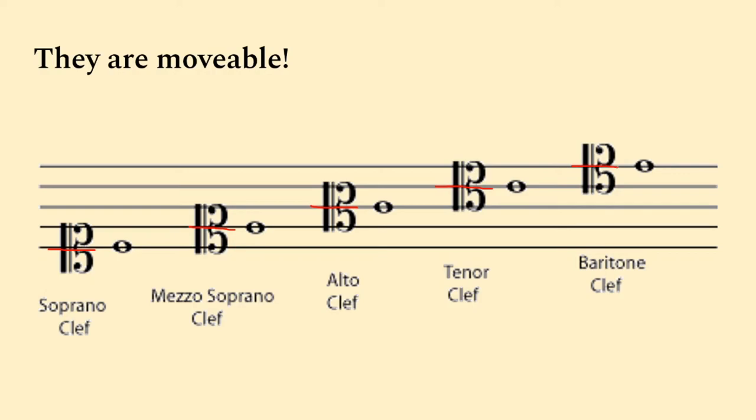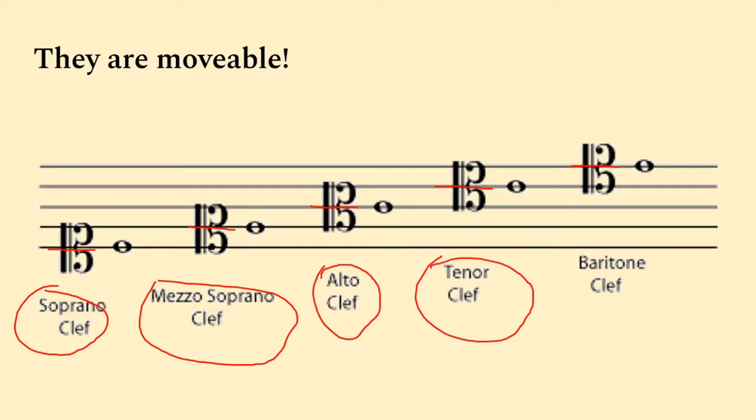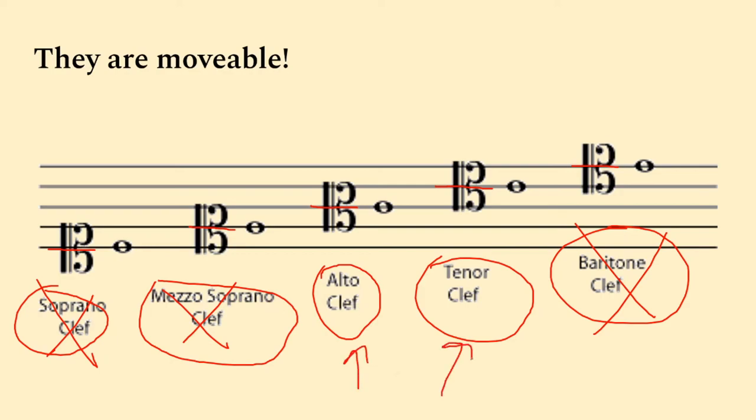So since there are 5 different staff lines, there are 5 different clefs. They are soprano clef, mezzo soprano clef, alto clef, tenor clef, and baritone clef. Most likely you won't see soprano clef, mezzo soprano clef, or baritone clef if you play an instrument. If you are a singer, you might see them. If you're an instrument player, you are more likely to see alto clef or tenor clef.